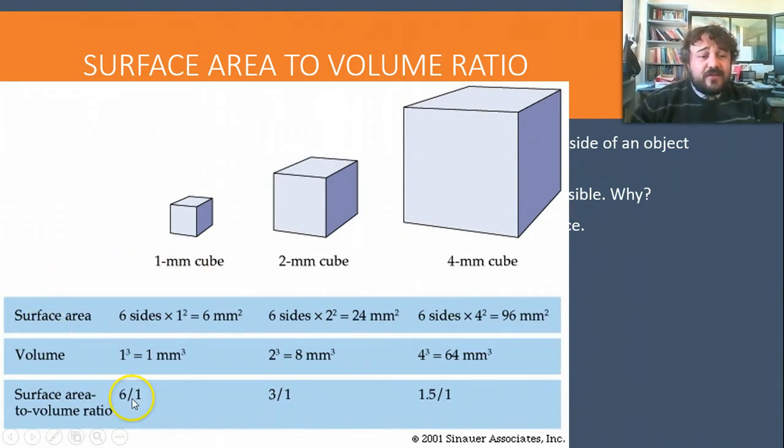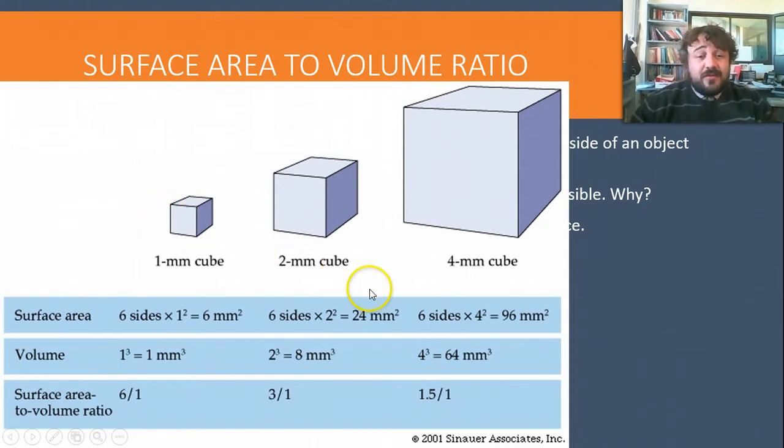Alright, so here we have a surface area to volume ratio of 6 to 1. We've got a 1 millimeter cube, which means it's 1 times 1 times 1. So the surface area is 1 by 1 times 6, so that's 6 millimeters squared. Its volume, however, is 1 times 1 times 1, and this makes it a volume of 1 millimeter cubed.